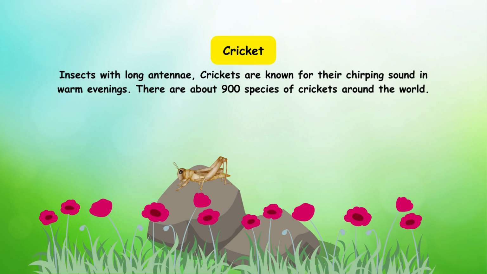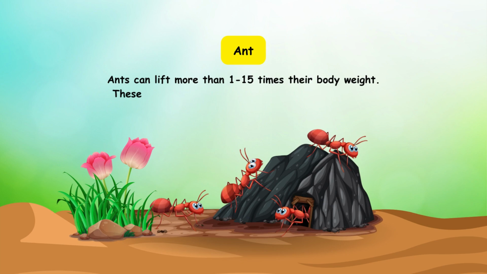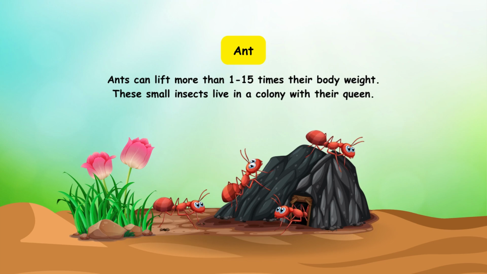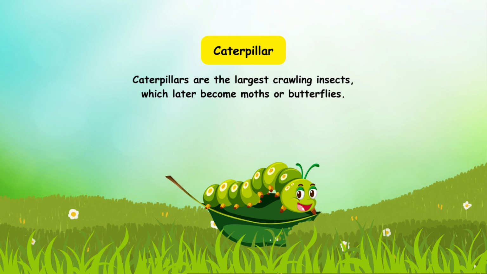Crawling insect names. A-N-T, ant. Ants can lift 1 to 15 times their body weight. These small insects live in a colony with their queen. C-A-T-E-R-P-I-L-L-A-R, caterpillar. Caterpillars are the largest crawling insects, which later become moths or butterflies.